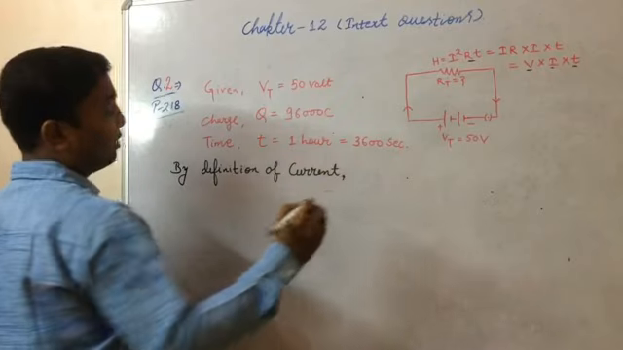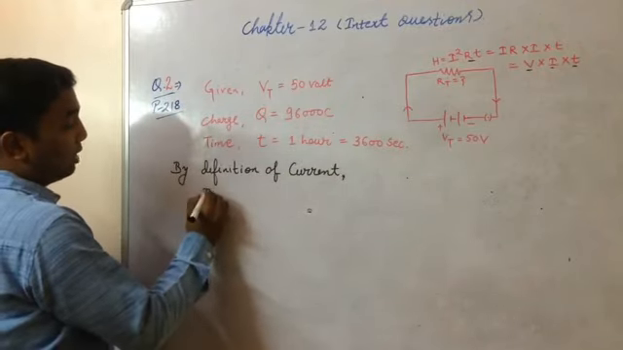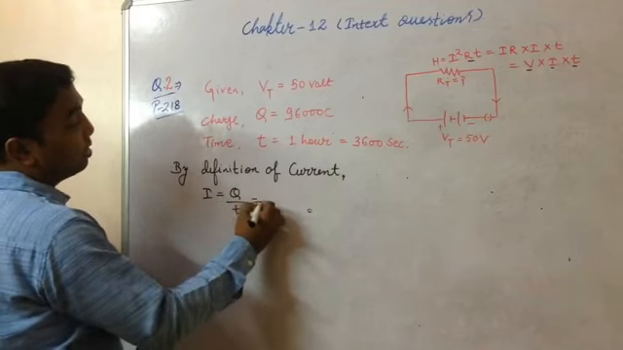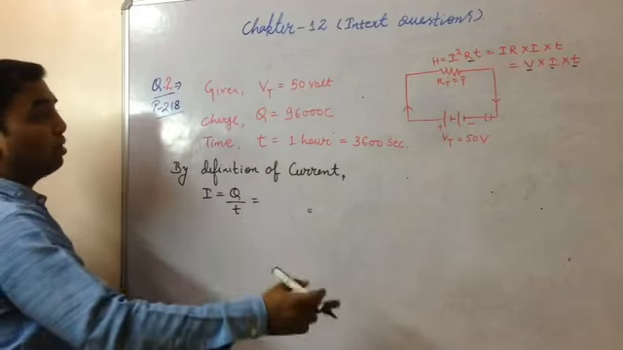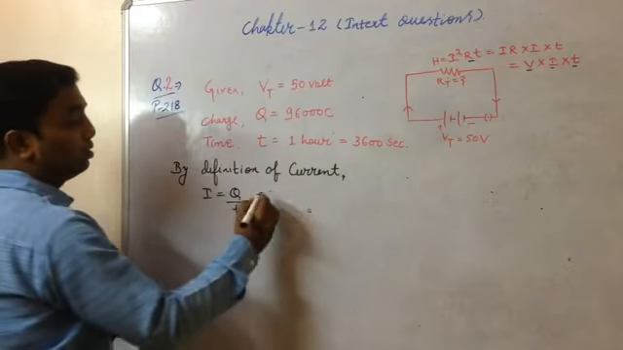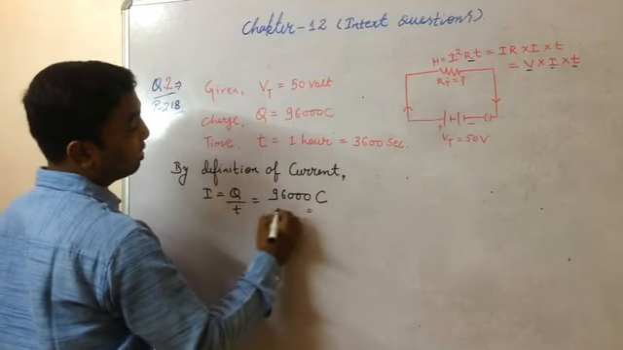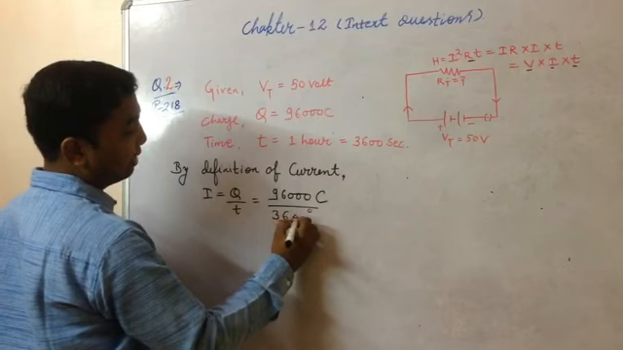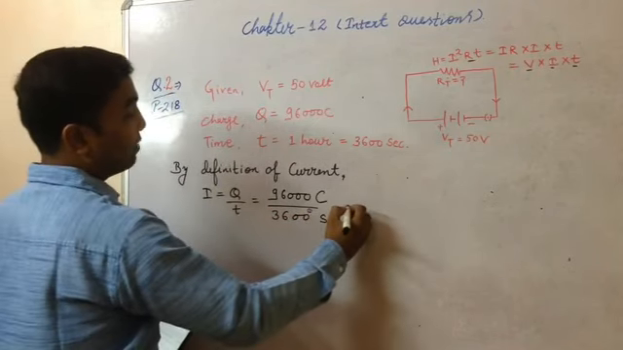You know the definition of current: flow of charge per unit time. So here I'll write I equals Q upon T. Now tell me, what current is flowing, that we have to calculate, but we know the charge flowing. So 96,000 coulomb charge is passing in what time? 3600 seconds.